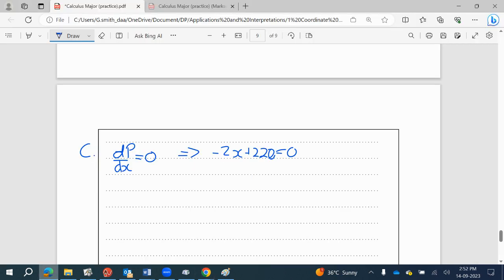Okay, so if we solve this one, it's going to tell us that x is equal to 110. So we answer: when we sell 110,000 boxes, this is how many we should sell for the maximum.